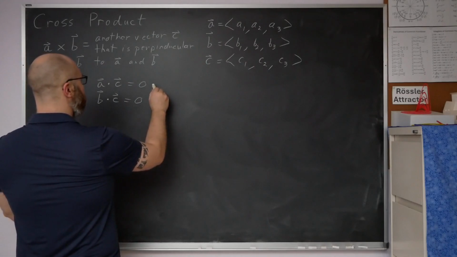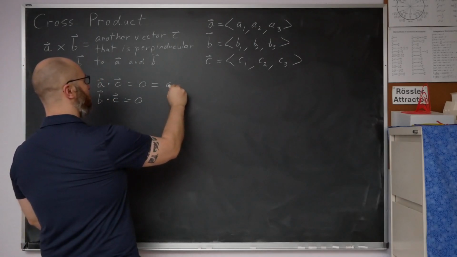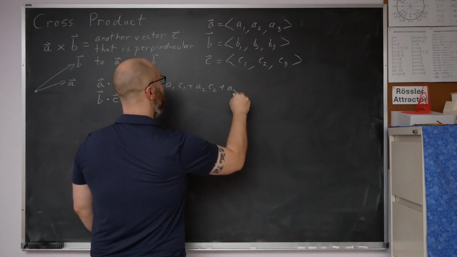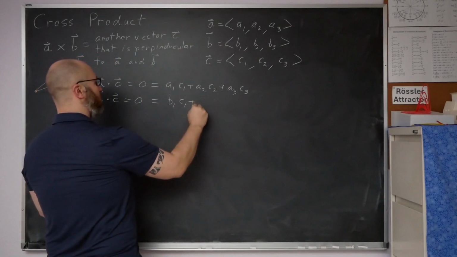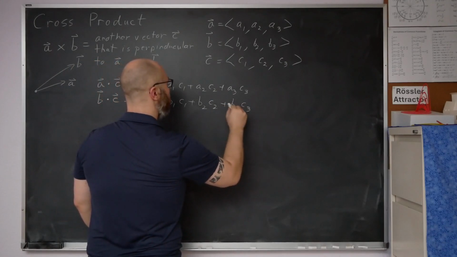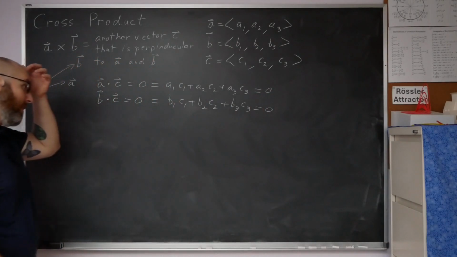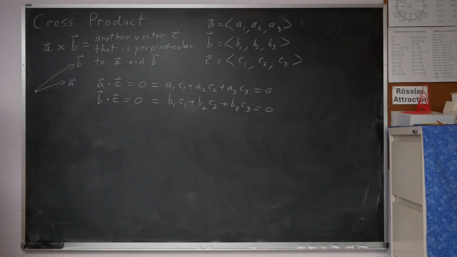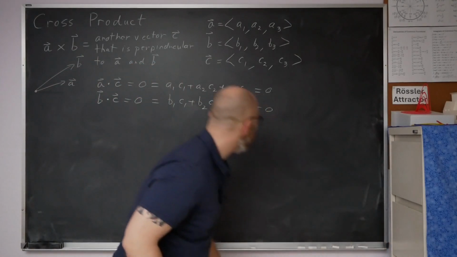But then if we write that out, the dot product is A1, C1 plus A2, C2 plus A3, C3. And then for B, it's B1, C1 plus B2, C2 plus B3, C3. And just to emphasize, those have to both be 0. So we're going to try and pick a C1, C2, C3 that satisfies both those equations. And it's a little algebraically intensive, so I've got notes.